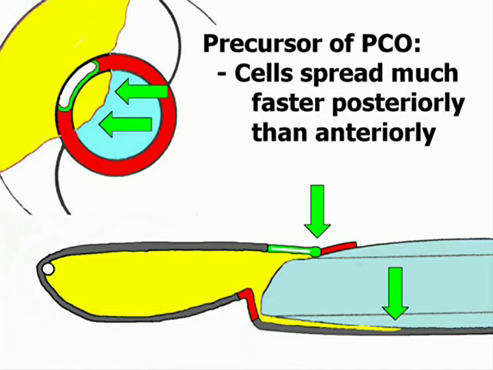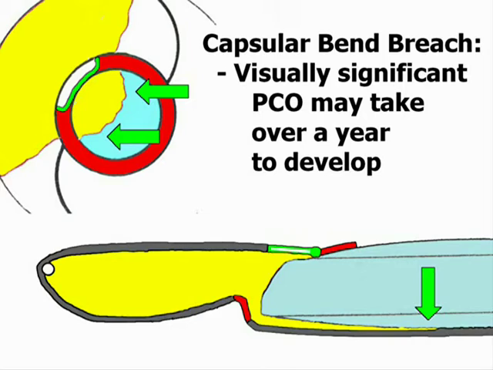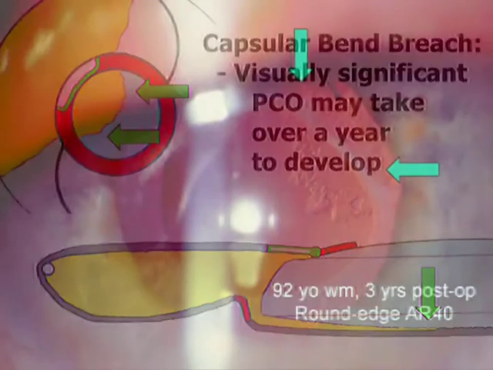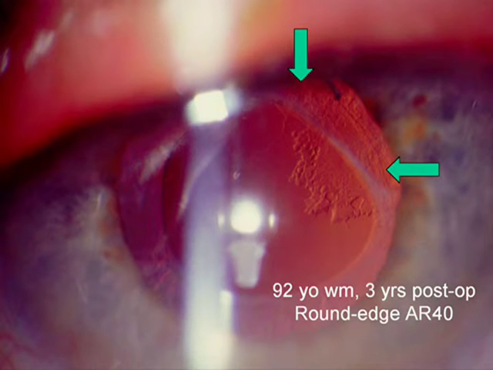The cells do appear to spread much faster posteriorly than anteriorly, and visually significant posterior capsule opacification may take over a year to develop. At 3 years following cataract surgery, we see the effect of Sommering's ring in this clinical example of the capsular bend breach. As outlined by the green arrows, capsular remodeling has resulted in an area of increased capsular lucency by regenerating cells on the anterior surface of the optic.